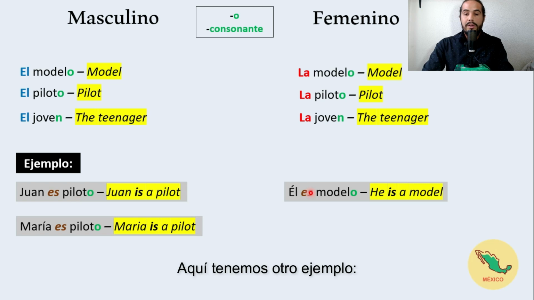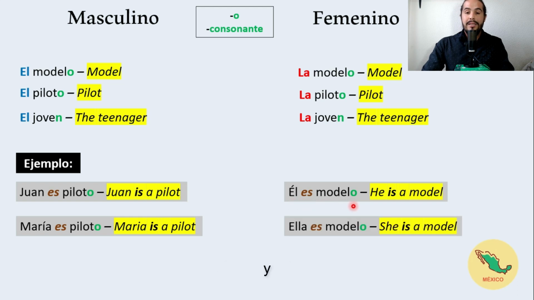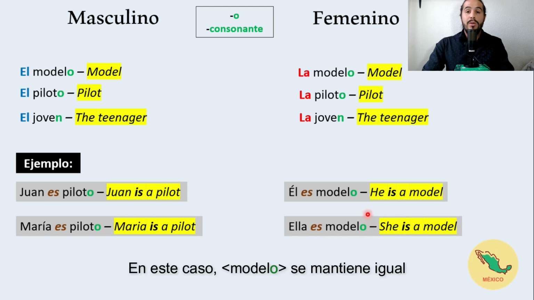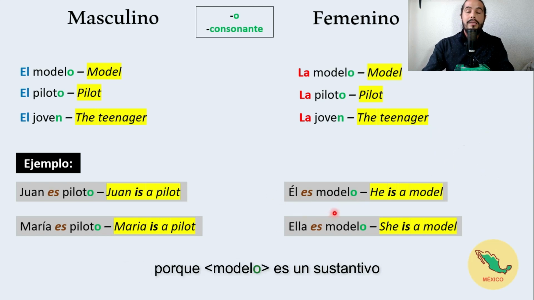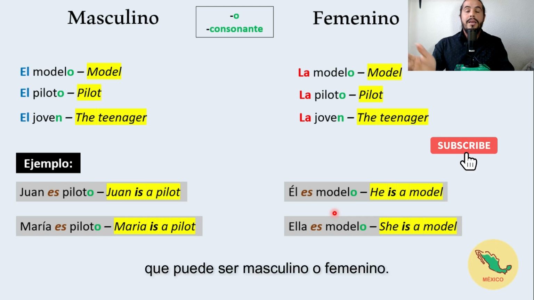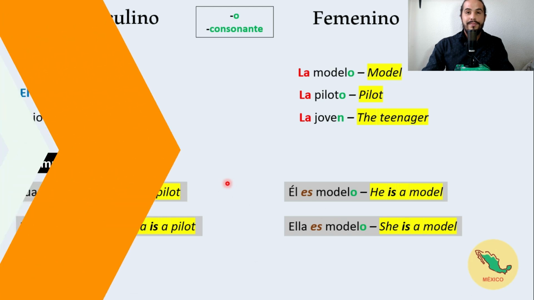Here we have another example. I can have él es modelo, and ella es modelo. In this case, modelo again remains the same. It doesn't matter if you are talking about he or she, because modelo is a noun that can be either masculine or feminine. Let's continue.